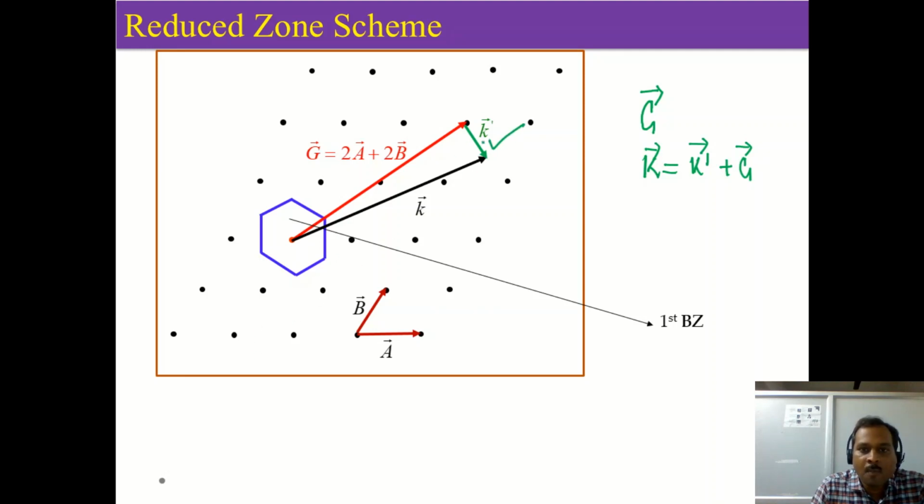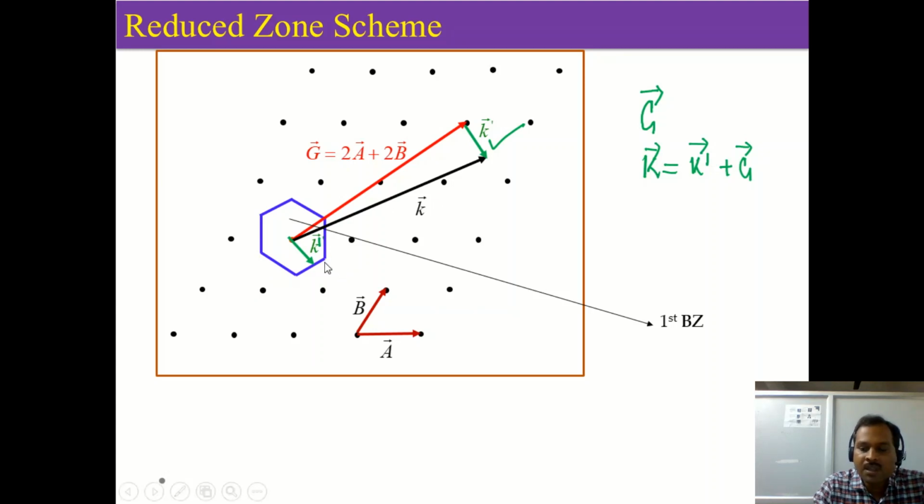Now we can draw one parallel vector for this, and we can bring it back into the first Brillouin zone. So this is the parallel vector for this k prime. Both have the same magnitude and the same direction. Basically they represent the same vector. So with the help of this k prime vector, we are able to bring back this vector k into the first Brillouin zone.